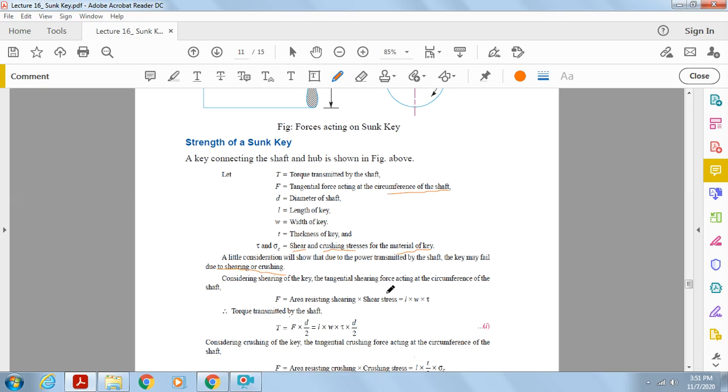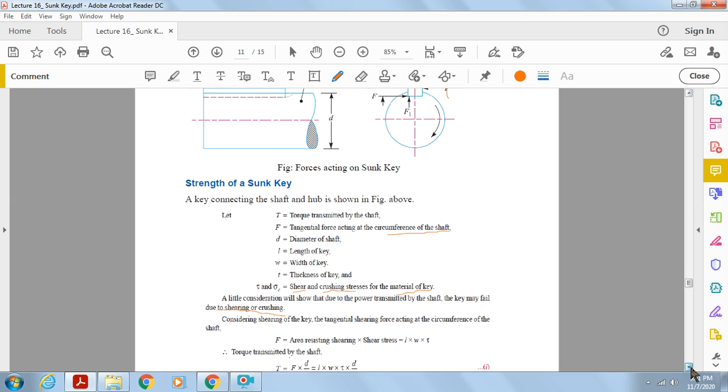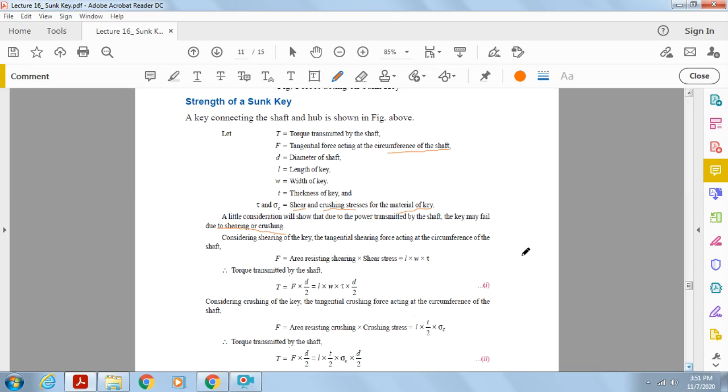Considering shearing of the key, the tangential shearing force, capital F, acting on the circumference of the shaft, is equal to area into stress, that means the area resisting shearing multiplied by shearing stress. So F = L into W into tau. Therefore the torque transmitted by the shaft shall be T equal to F into d by 2, so T = L into W into tau into d by 2.